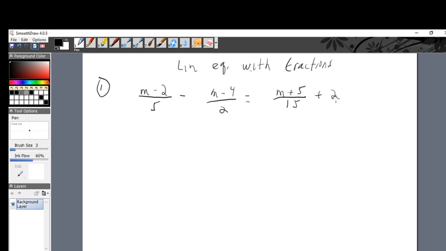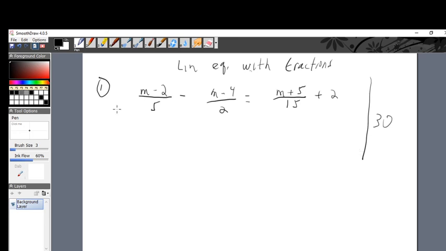Okay, so we've got a linear equation here. It's got an m. It's not an m squared. We'll talk about quadratic equations pretty soon, but there's no m squared here. So it's a linear equation, but it's got fractions in it. It's got the denominators 5, 2, and 15. What is the lowest common denominator of 5, 2, and 15? What's the lowest number that all of these could go into? The answer is 30. 2, 5, and 15 go into 30.